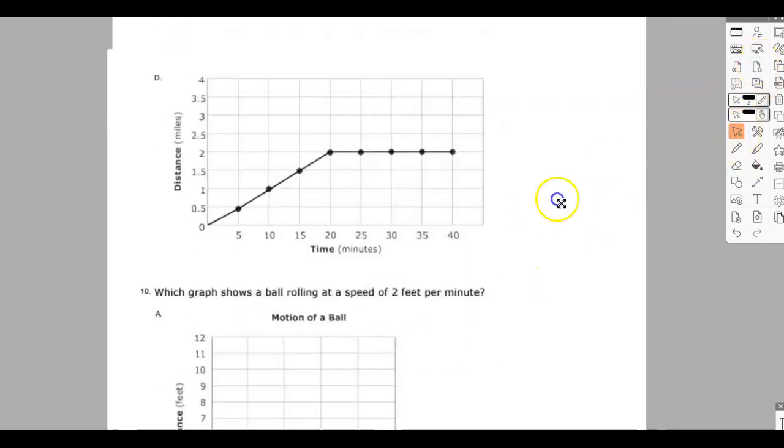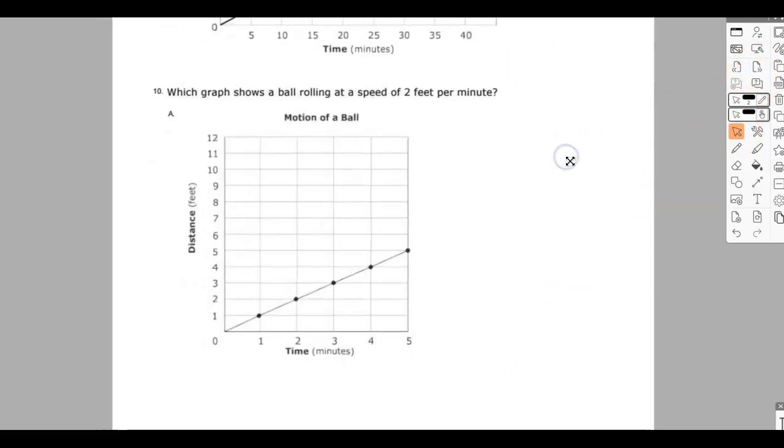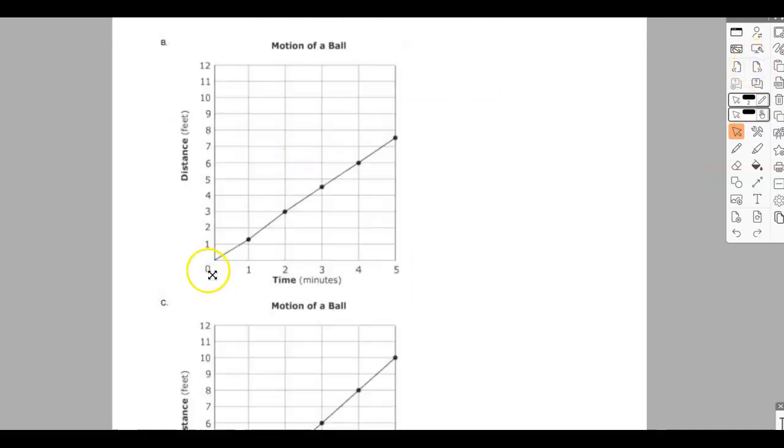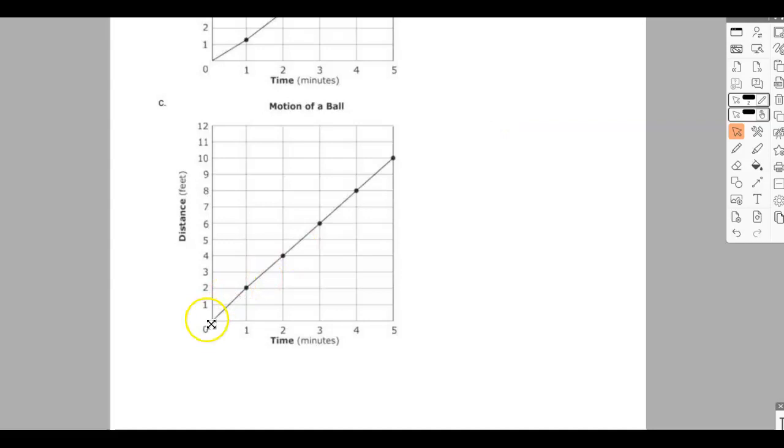I remember seeing this one down here. I need to find a graph of a ball rolling at 2 feet per minute. So I look at A. This is a distance time graph. In 1 minute, it rolled 1 foot. Does that fit what the question is asking? No, it did not roll 2 feet in a minute. It rolled 1, so it cannot be A. B rolled a little over 1 foot, but still not 2. So can that be the answer? No.